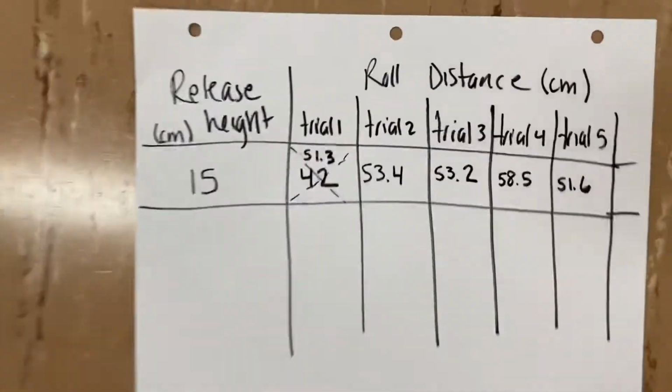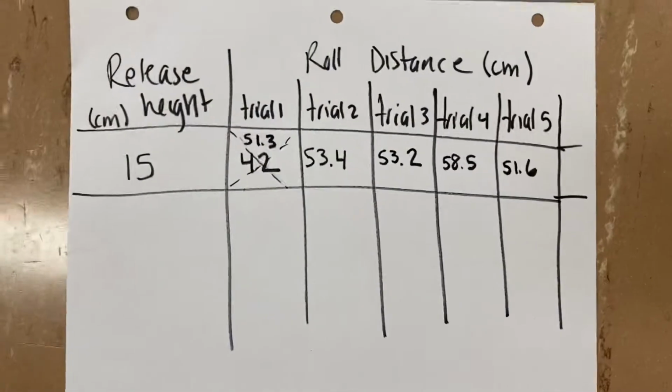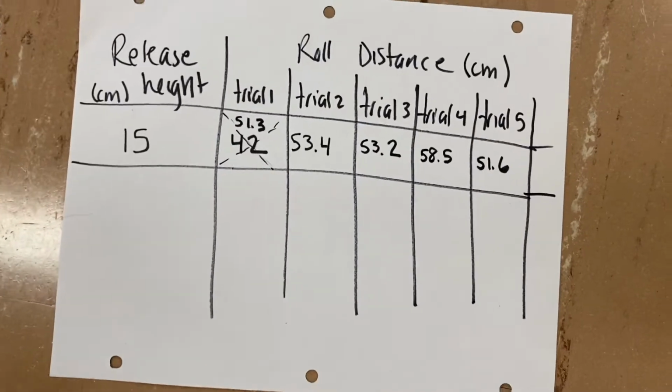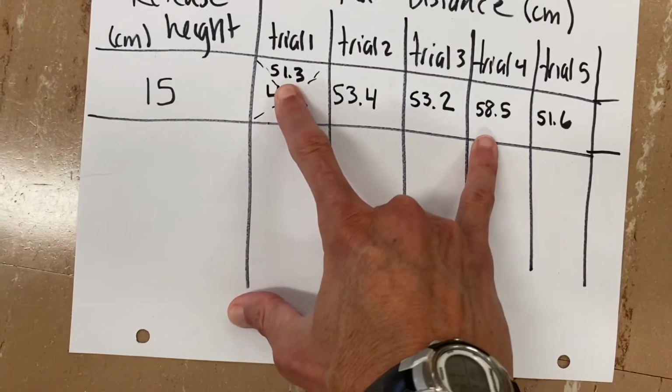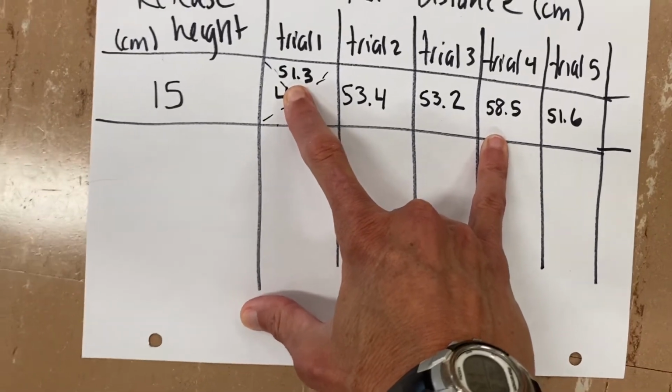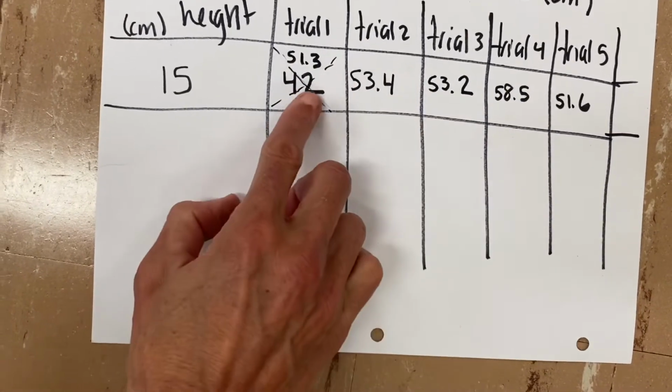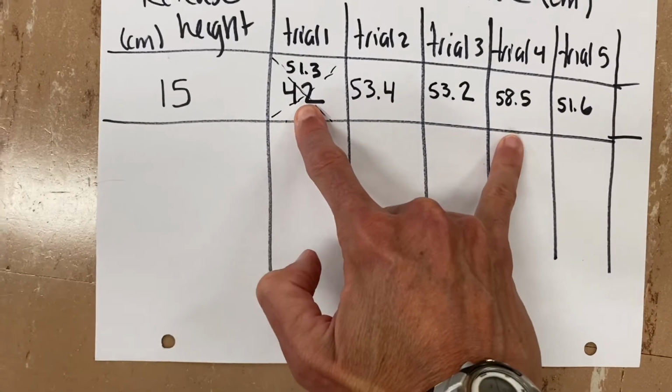Now, have we talked about range yet? The range is from the minimum to the maximum. So the smallest one is 51.3 and the biggest one is 58, which is only 7.2 apart. So it's a smaller range than it was if I had a 42 all the way up to 58. I like the smaller range.